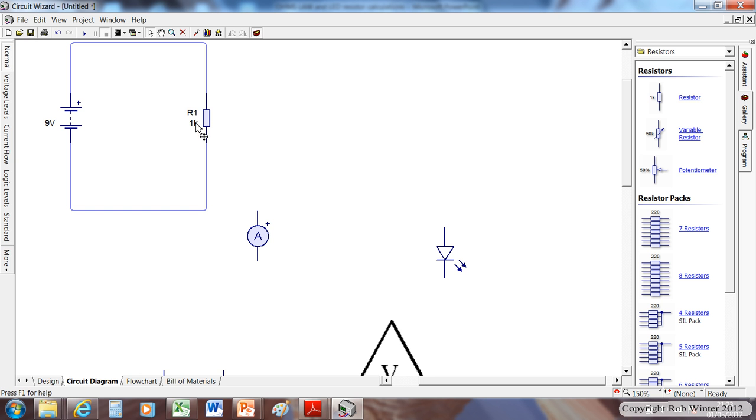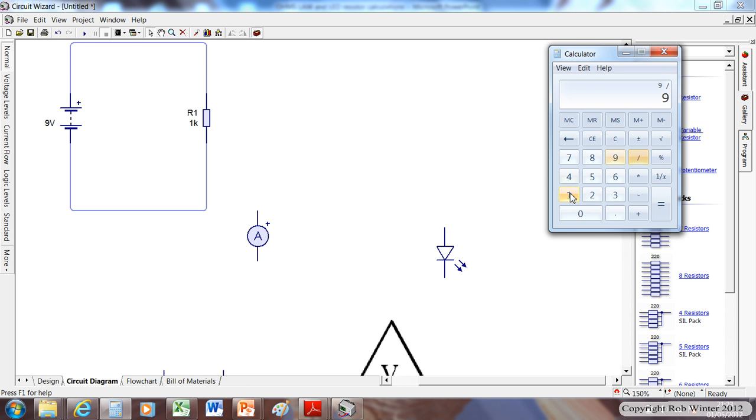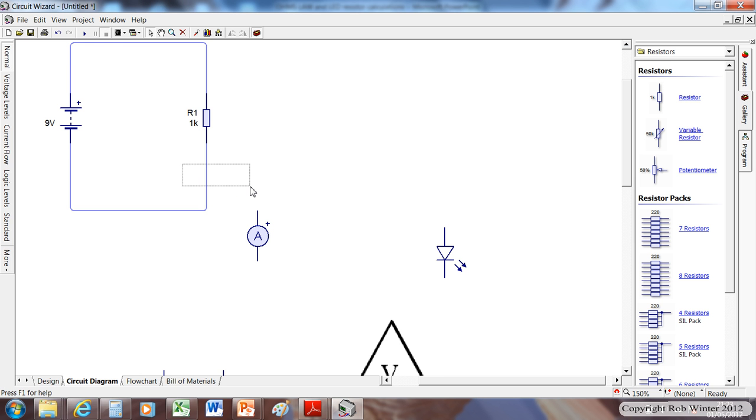Remember that k stands for 1000, so it's actually 9 divided by 1000. Plug that into a calculator. Okay, and I should get 0.009 amps. That would actually be written as 9 milliamps. Milli means divide by 1,000, and it will come up on the meter as 9 milliamps, which is 9,000th of an amp.